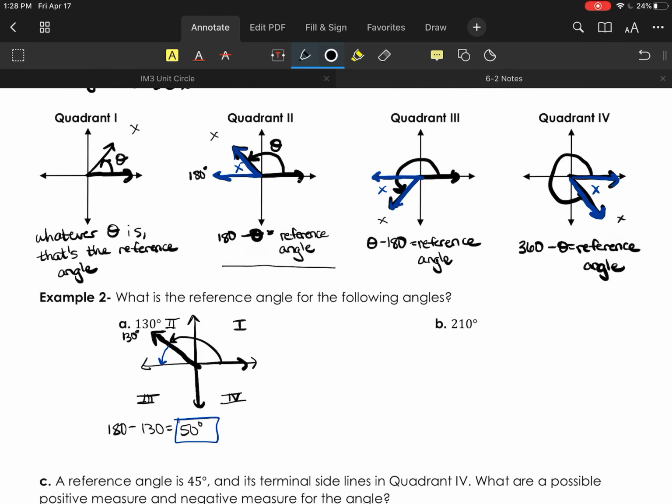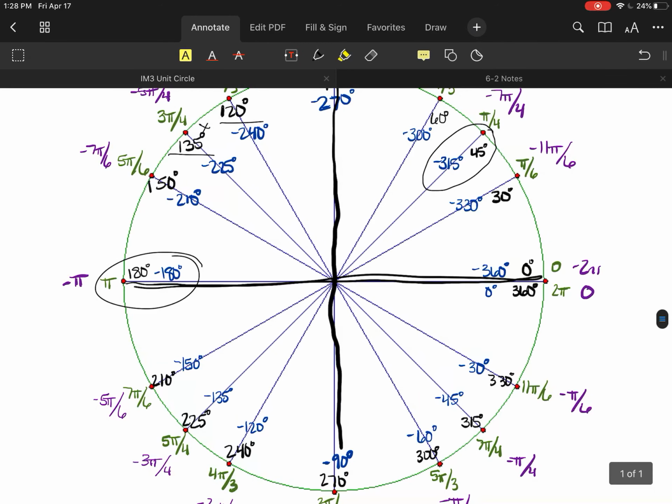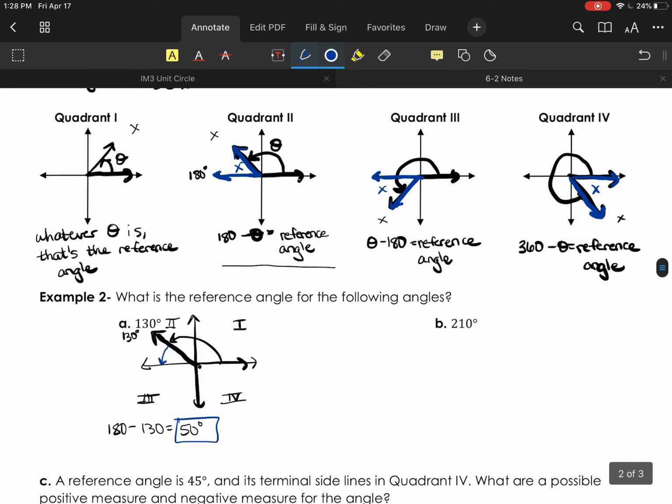Same thing with 210. Again, you can look at your unit circle to get an idea of where it is. So if I go back over here to my unit circle, 210 is actually on it. Let me highlight it. Here's 210 down here. So I'm going to go ahead and draw that on my notes, just kind of as best as you can. Again, it does not have to be perfect. So 210, I know, is somewhere, it opens up somewhere down here.